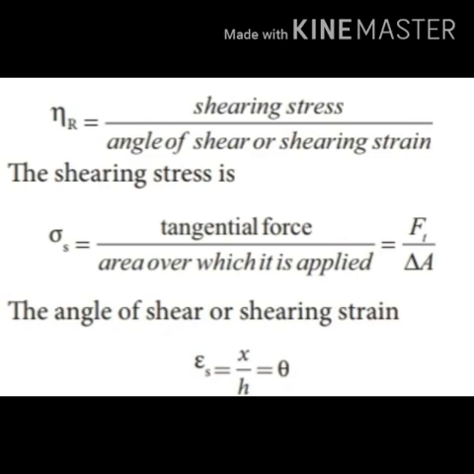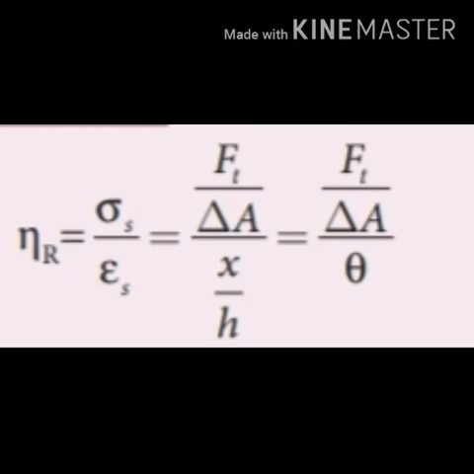Epsilon is equal to x by h, that is theta. Therefore, the rigidity modulus eta is equal to sigma by epsilon. Therefore, F by delta A by x by h. Simplify this equation, F by delta A by theta. The equation implies that the material can be easily twisted. It has a small value of rigidity modulus. For example, consider a wire when it is twisted through the angle theta. A restoring torque is developed, therefore tau is directly proportional to theta. This means for a larger torque, the wire will twist by a larger amount.